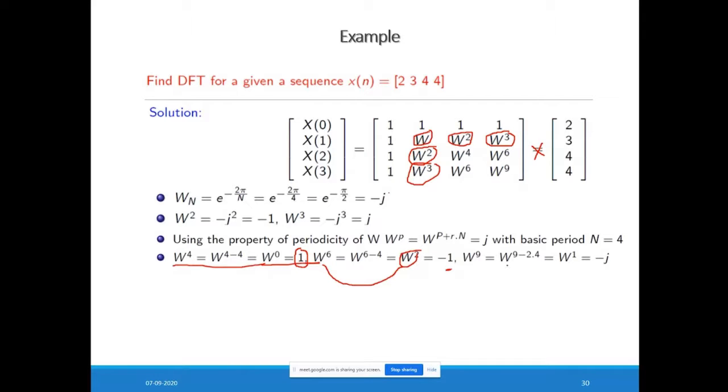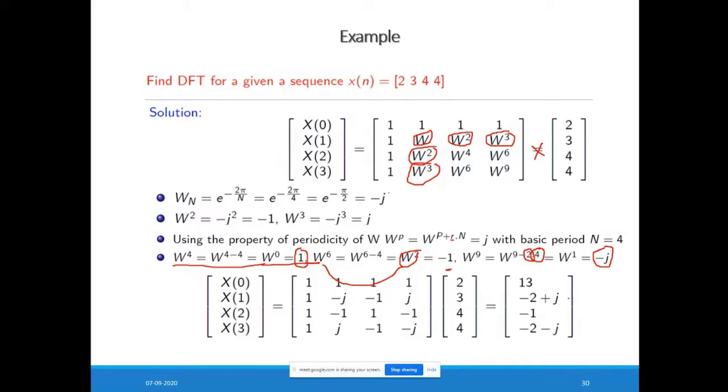Omega 9. Omega 9 is omega 9 minus r into n. Your cycle repeats 2 times because 4 plus 4 is 8. Now you have to calculate the term 9, so that is the third repetition. Here r means the repetition, which is 2, and 4 is nothing but the length of the sequence. So 9 minus 2 into 4 is again omega 1, so minus j. If you apply the periodicity property, you will get the solution.